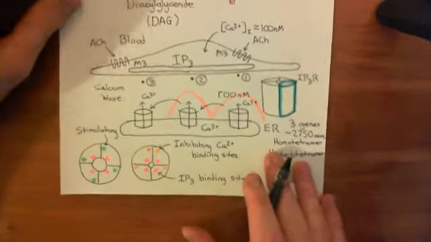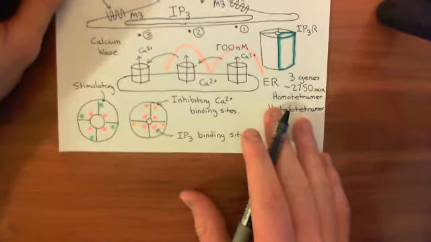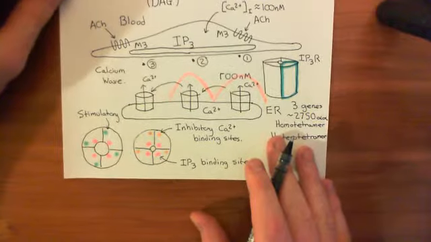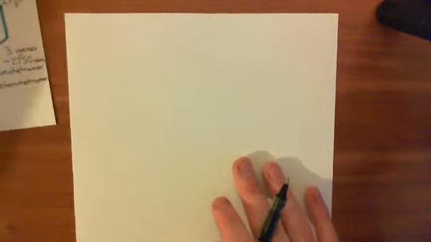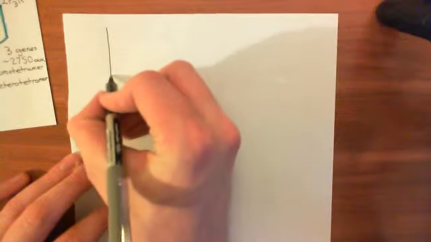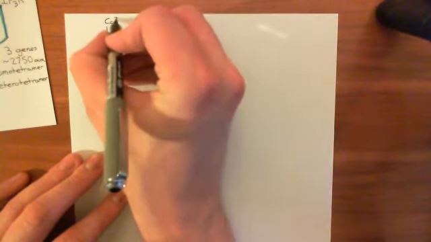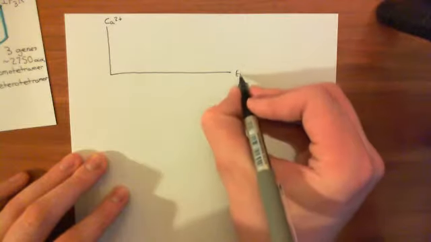Well, how am I going to do this? Because I don't want to lose that picture. Where can I draw this? I can't draw on there, so I'm going to have to get a new piece of paper. I'll keep referring to this picture. So let's say we draw a graph of calcium concentration, so this is calcium level here, versus time.